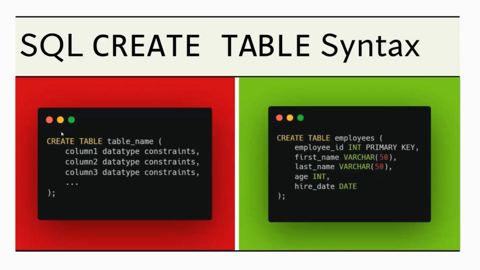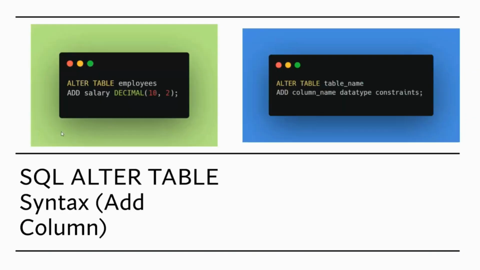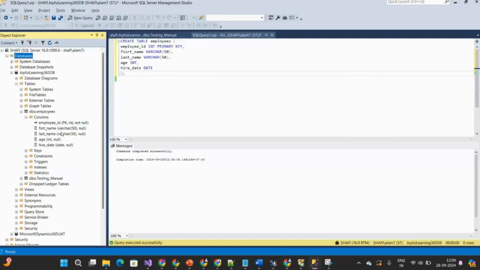So now let me go through another requirement. For example, you already created a table. In the existing table, you need to add one new column. In that particular scenario, what will you do? Again, for this activity we have two different ways. What are those two different ways?